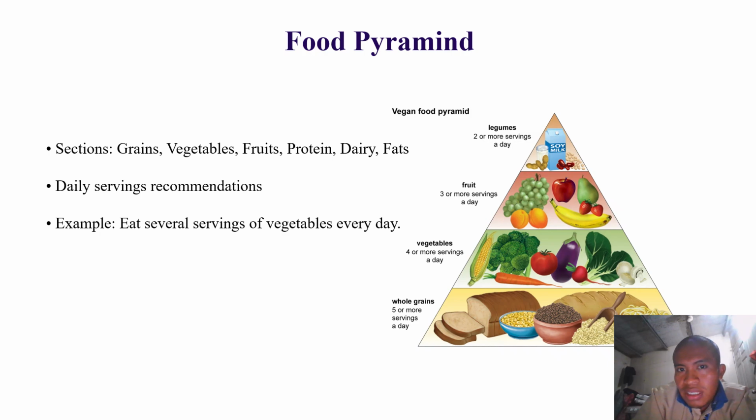Food pyramid. This is a pyramid for vegans, those people who don't eat meat, fish, or beef. They avoid all those meats, so they just add grains, fruit, protein, dairy, and fats. The servings are here, which you have to serve the most here: the first level, the second level, the third, and the fourth.